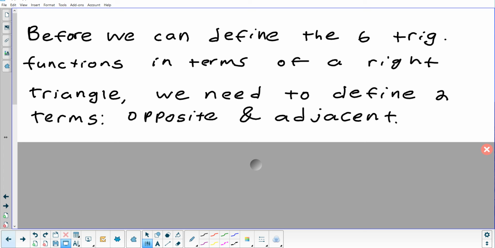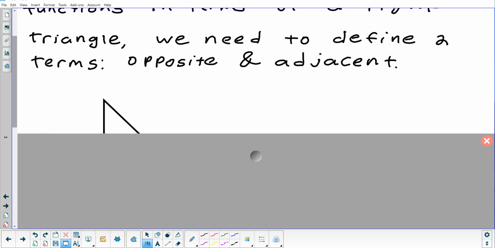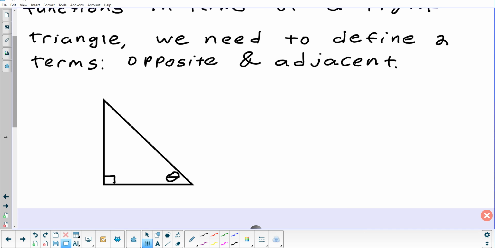So the first thing, I think everyone understands pretty well what hypotenuse is. That's the side that's always across from the 90. But opposite and adjacent can be a little tricky, so let's talk about what those are. So here's a triangle. First of all, opposite and adjacent are what I call relative terms. Relative means from your perspective.